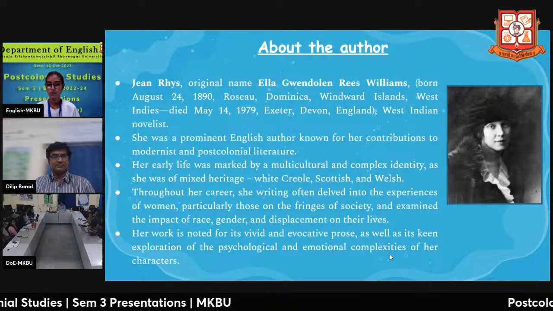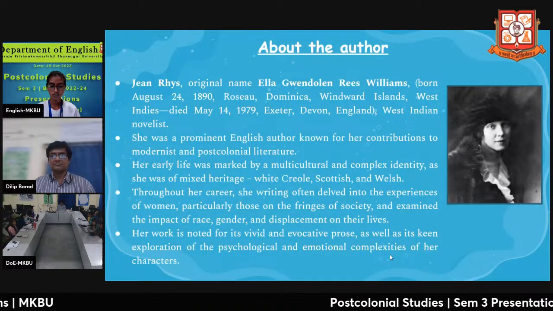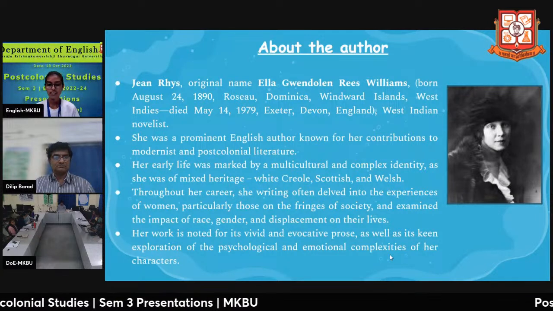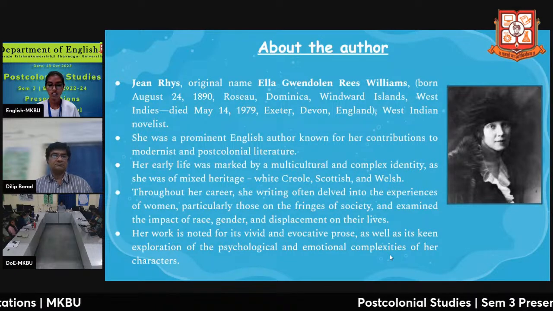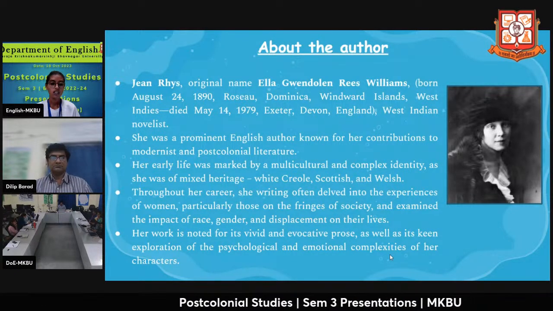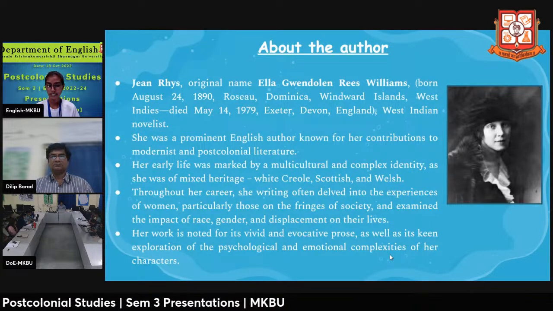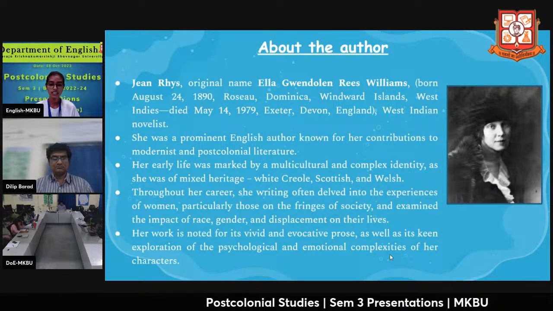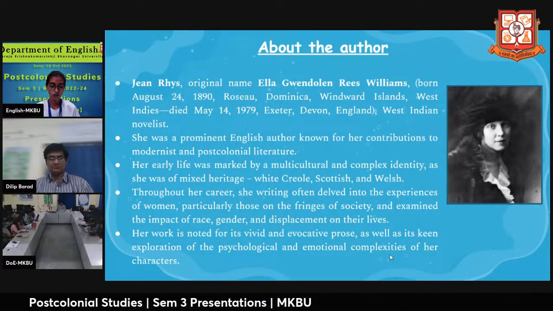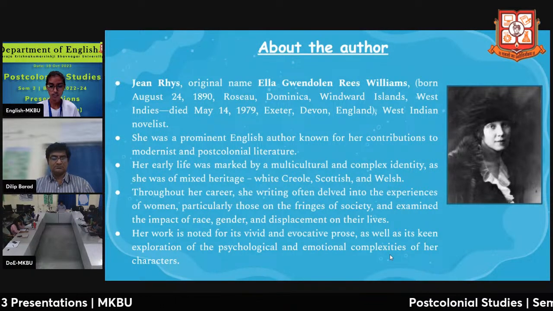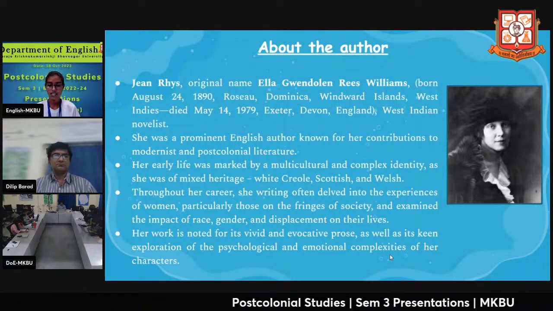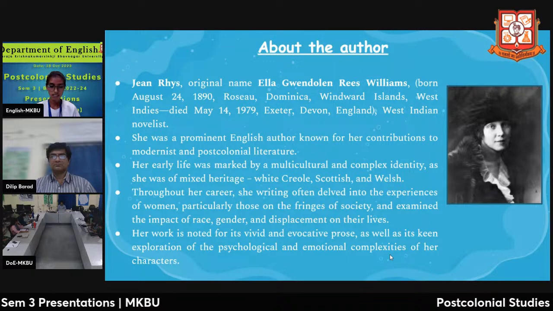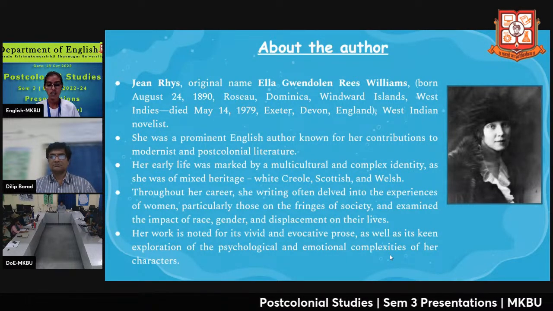About the author. Here is brief information about the author. Jean Rhys, her original name is Ella Gwendolyn Rees Williams, was a West Indian novelist. She was a prominent English author known for her contributions to modernist and post-colonial literature. Her early life was marked by a multicultural and complex identity, as she was of mixed heritage: white Creole, Scottish, and Welsh. Throughout her career, her writing often delved into the experiences of women, particularly those on the fringes of society, and examined the impact of race, gender, and displacement on their lives. Her work is noted for its vivid and evocative prose, as well as its keen exploration of the psychological and emotional complexities of her characters.